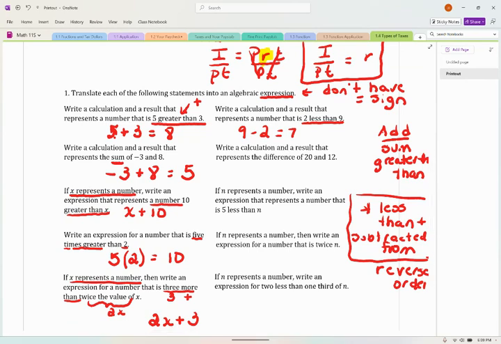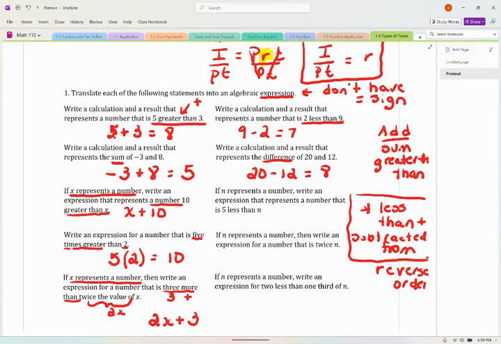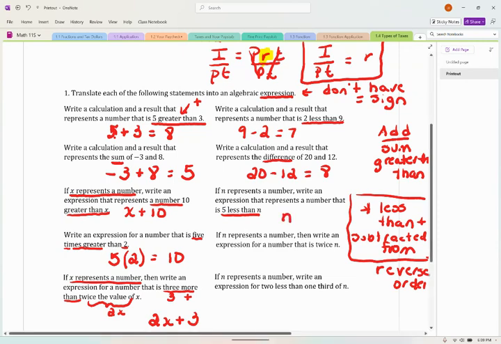Write a calculation and result that represents the difference of 20 and 12. Difference means subtraction, which gives me 8. If n represents a number, write an expression that represents a number that is 5 less than n. So remember, whatever follows less than has to go first because we're going to reverse the order. So we're not going to write 5 minus n. We're going to write n minus 5. Less than, you have to reverse the order.